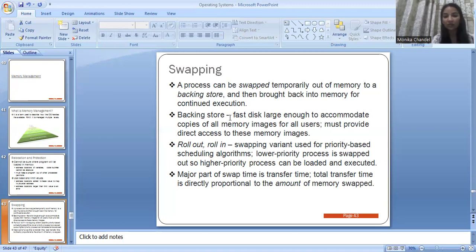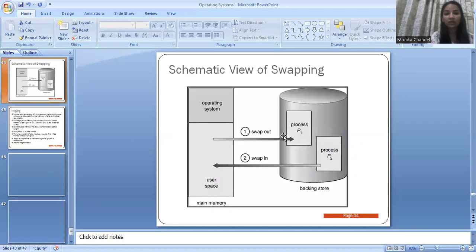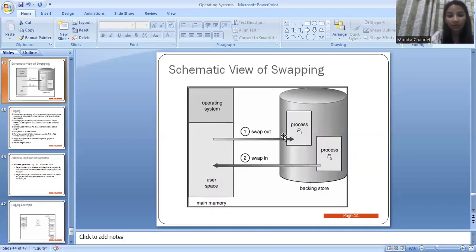And we have backing store, roll out, roll in, and here swapping out and swapping in happen in the swapping mode. So backing store is a fast disk, large enough to accommodate copies of all the memory images for all the users. It must provide direct access to these memory images. Swapping provides an image processing so that we can store our job in the memory. Here is a schematic view of swapping.